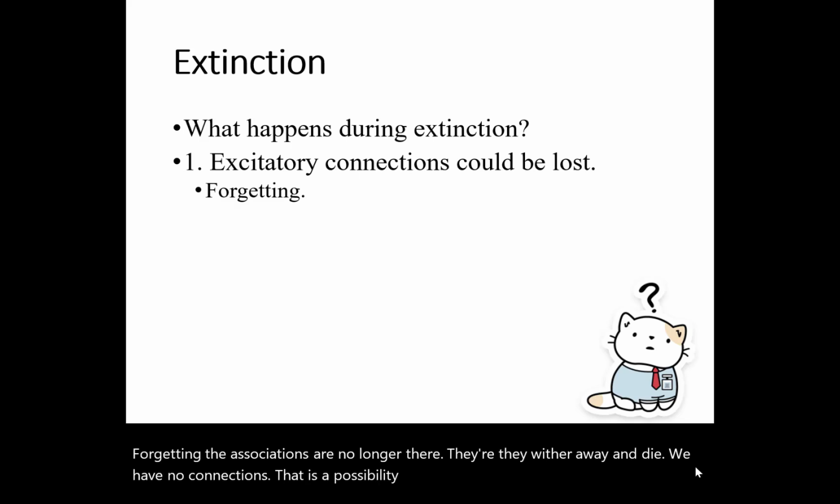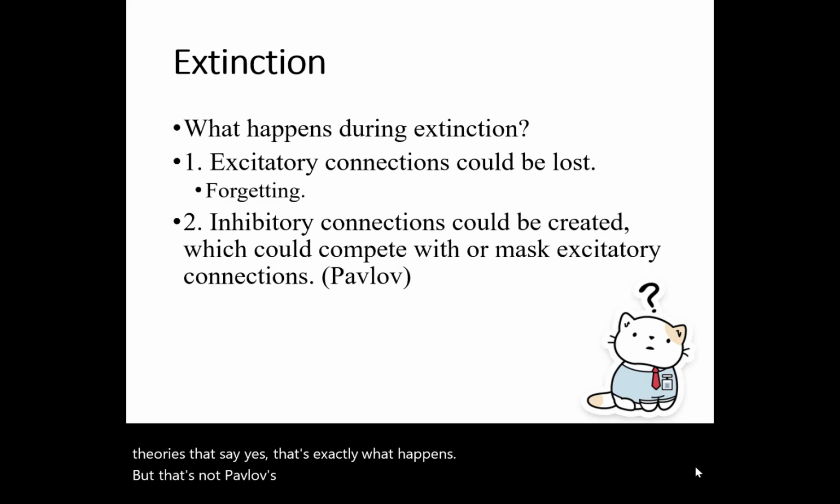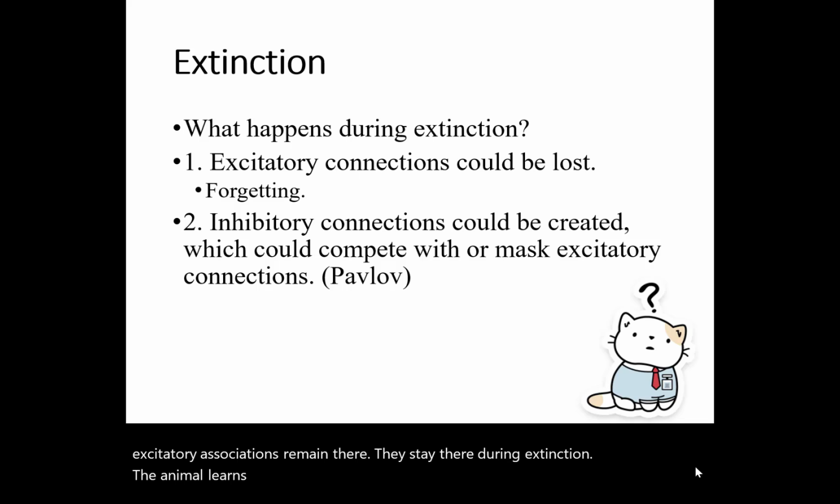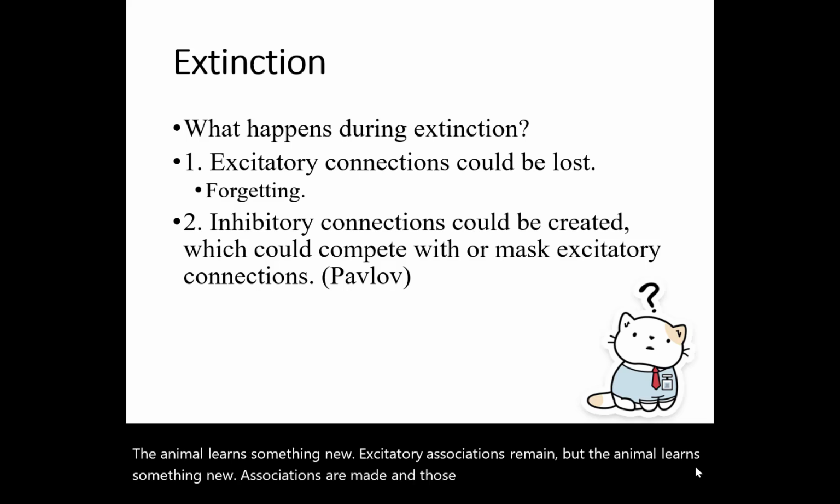And in future lectures, we'll talk about some theories that say, yes, that's exactly what happens. But that's not Pavlov's theory. And this is key. Pavlov said no. He said a CS and a US, excitatory associations remain there. They stay there during extinction. But the animal learns something new. New associations are made. And those associations are inhibitory associations.